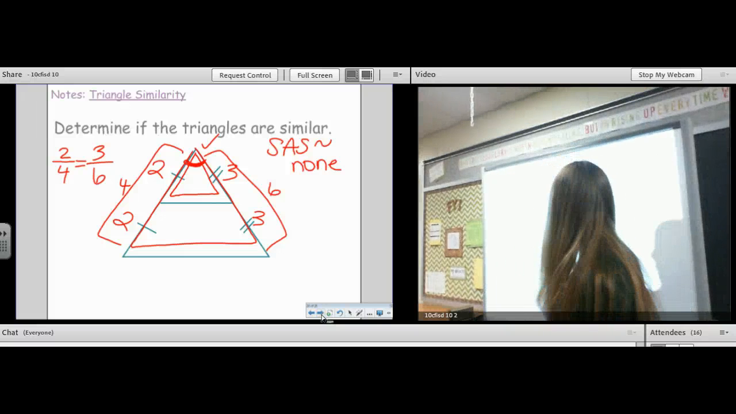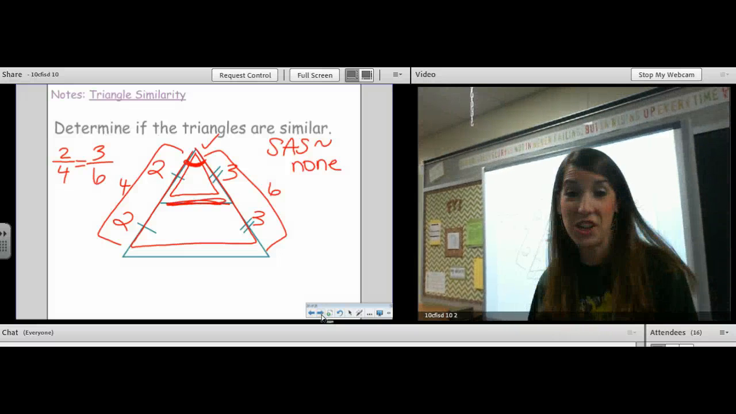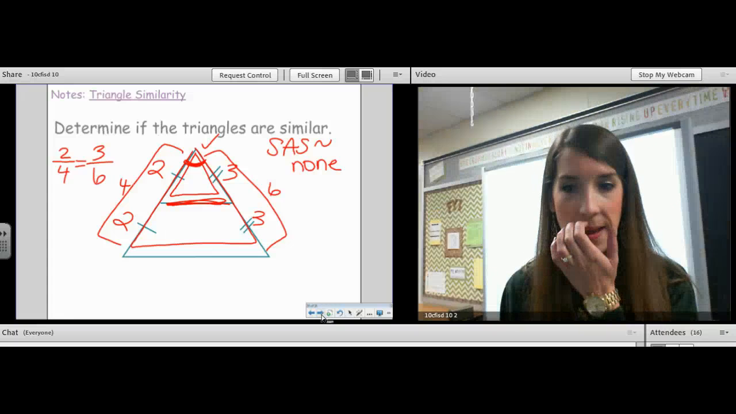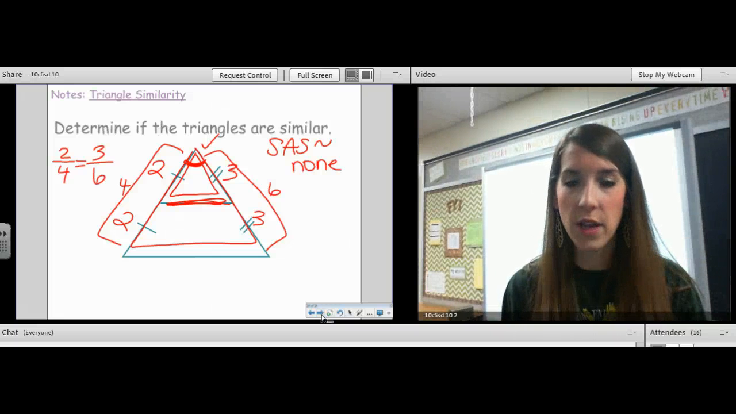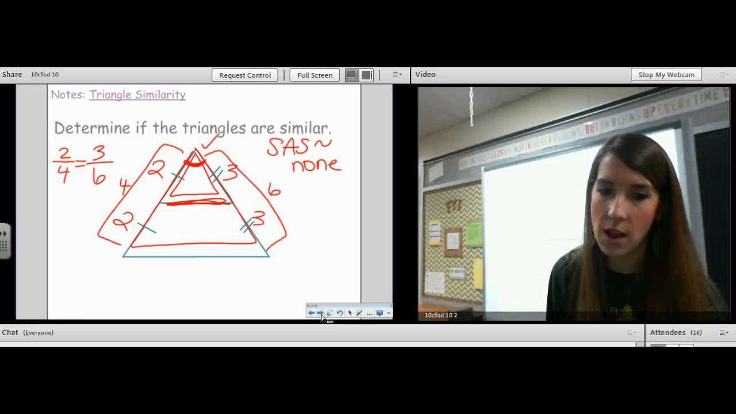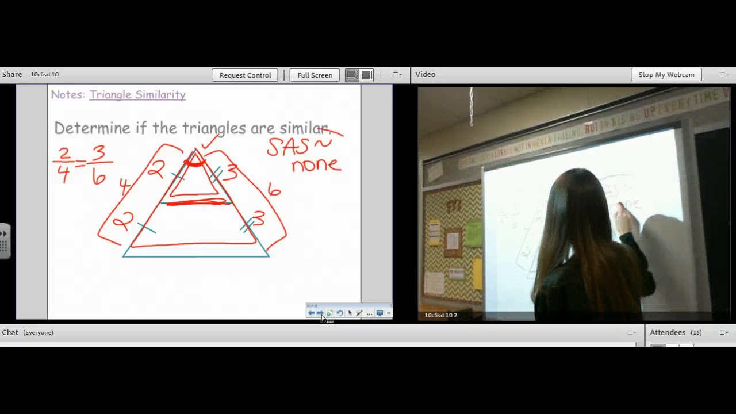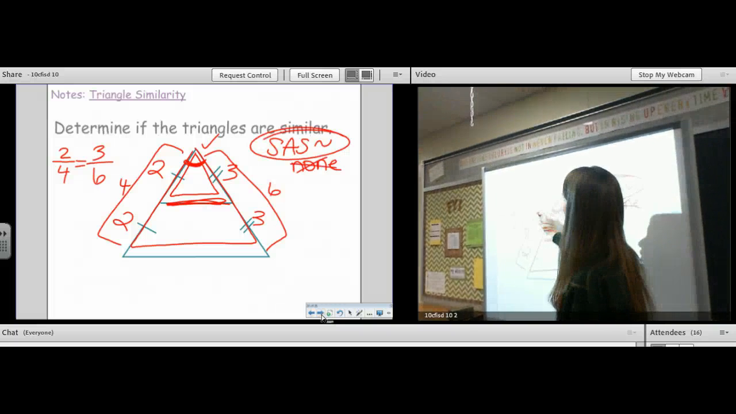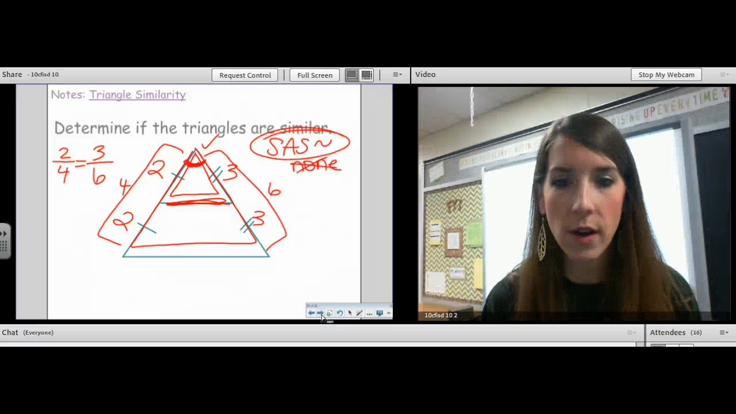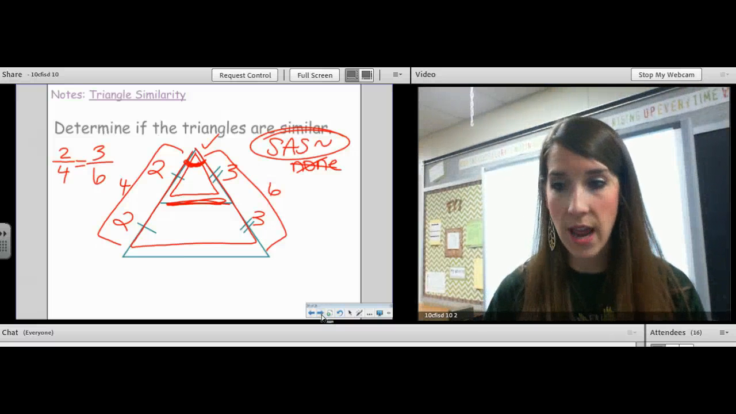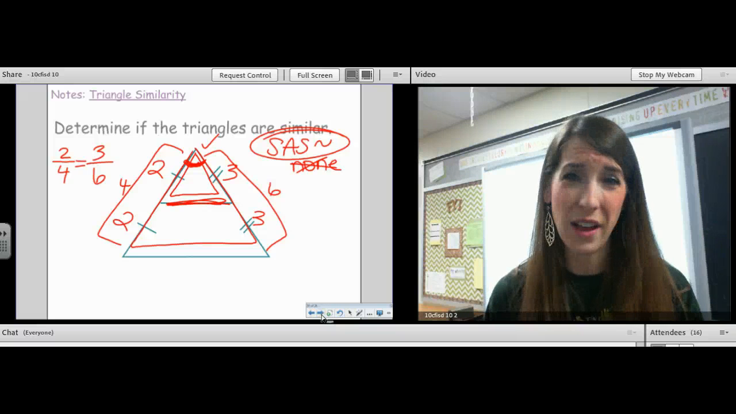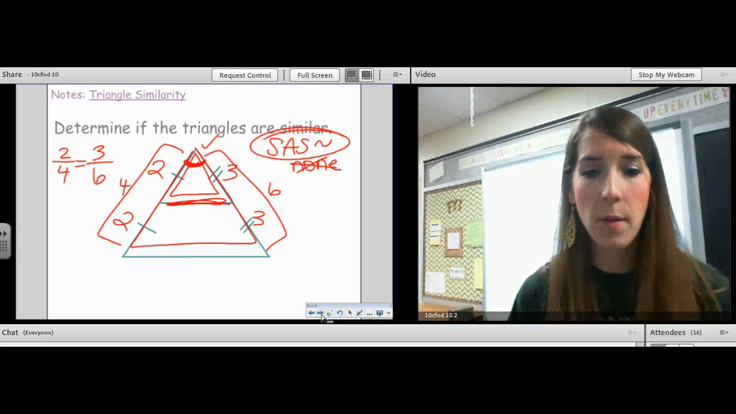This segment right here is actually called a mid-segment, and we'll learn about that next week. But so the conclusion, the final answer, is side angle side squiggly. We have an overlapping angle. We call that an overlapping angle or a common angle. We have a common angle, so an angle always equals itself. I'm going to move on.